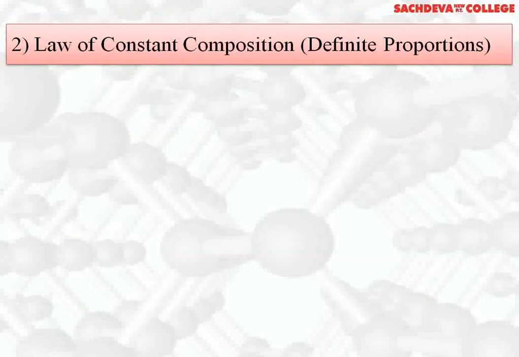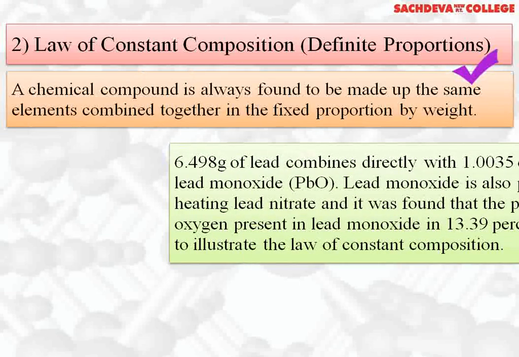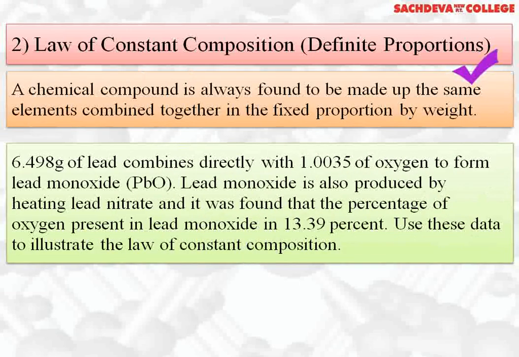Let's take up next, the law of constant composition or definite proportion. A chemical compound is always found to be made up of the same elements combined together in a fixed proportion by weight. In other words, a compound prepared by any method will have the same elements in a fixed ratio by weight. Let's take up a numerical based on this.